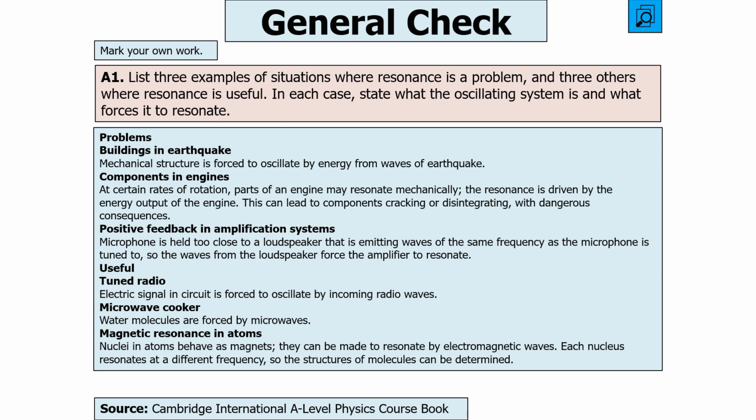Three useful parts of resonance would be a tuned radio. So the electrical signal in a circuit is forced to oscillate by the incoming radio waves and resonate, and that allows you to hear the radio signal. You've got a microwave cooker where the water molecules are forced to resonate by the microwave, which heats the food. And you've also got magnetic resonance in atoms where the nuclei and atoms behave as magnets. They can be made to resonate by electromagnetic waves.